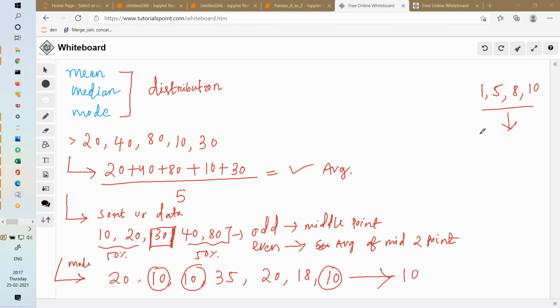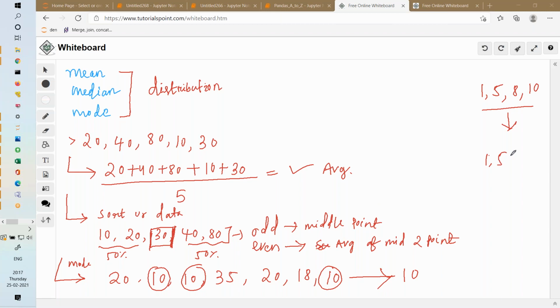Anyone? 1, 5, 8, 10. What is the mode? Is there any one value which is repeated more than one time? No. So everything is the same. Like mode is 1 also, 5 also, 8 also, 10 also, right? Everything is mode. Why? Everything occurred one time.